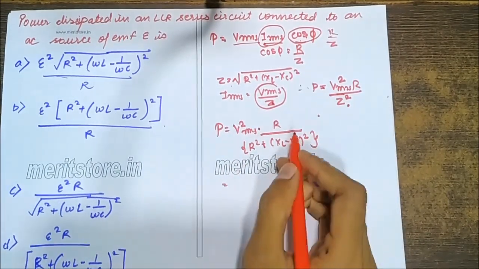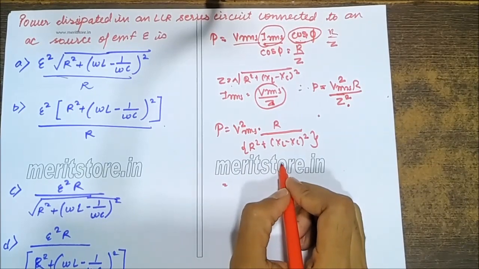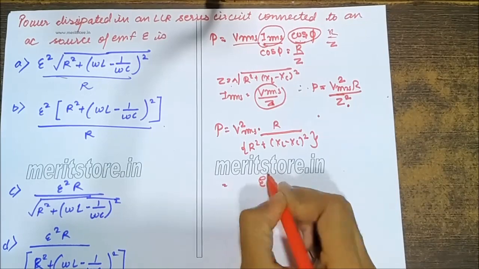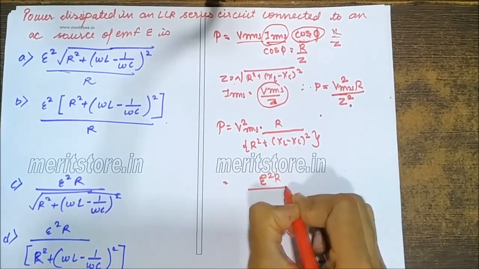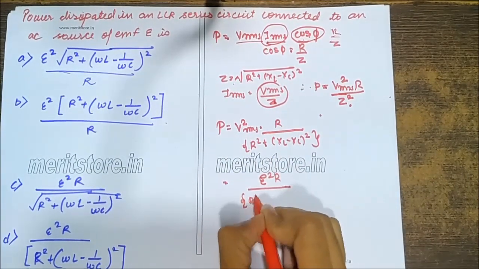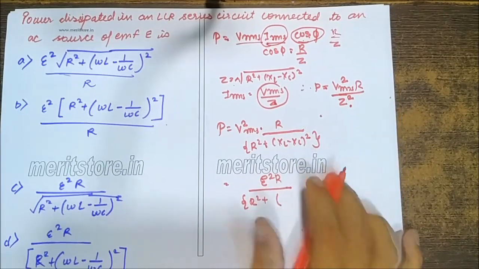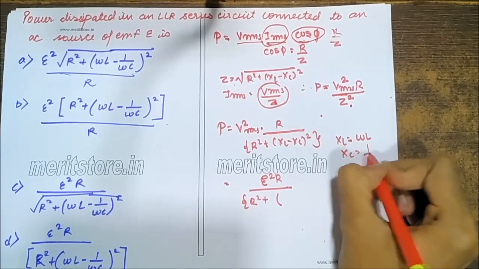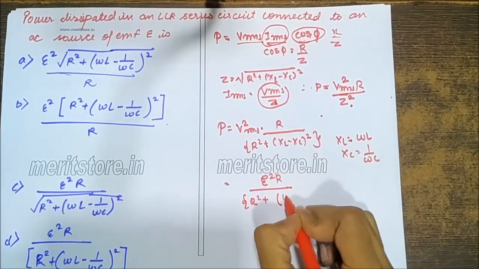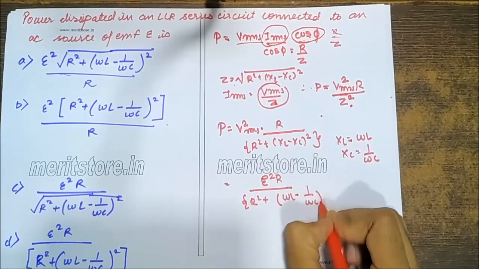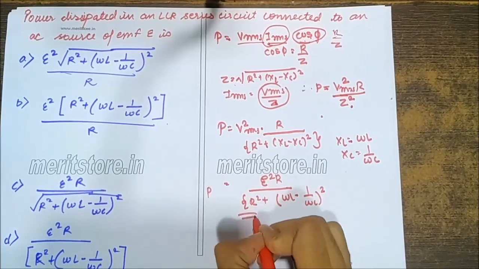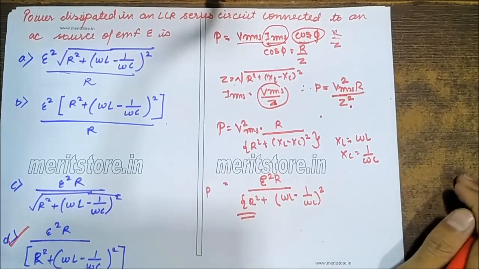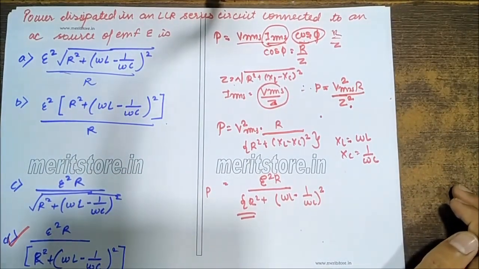To be more clear, the EMF is epsilon, so we have epsilon naught square upon R into R square plus, since XL equals omega L and XC equals 1 upon omega C, omega L minus 1 upon omega C the whole square. That is the power given. So the correct option is D.